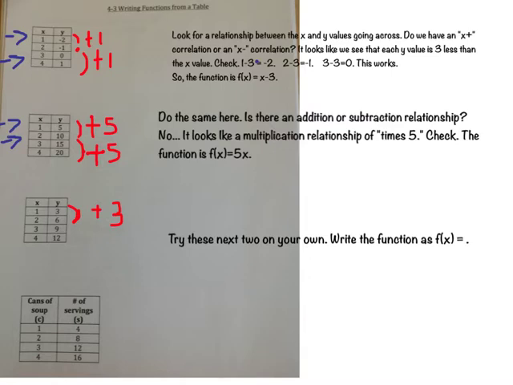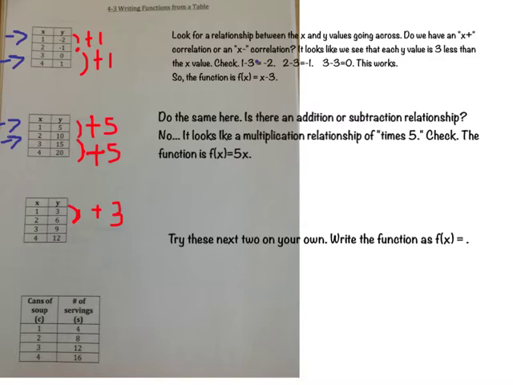So that works. Try the next one. 2 minus 3 is -1. That works. And then 3 minus 3 is 0, which works, and 4 minus 3 is 1, that works. So the function for this sequence is f of x equals x minus 3. Remember, f of x is just y. Y equals x minus 3.